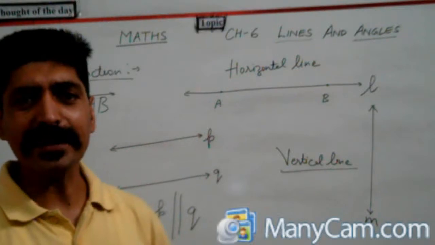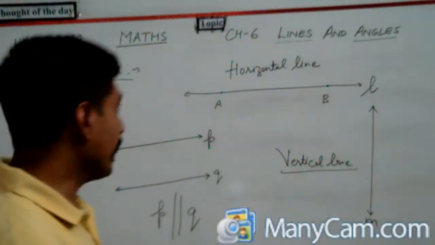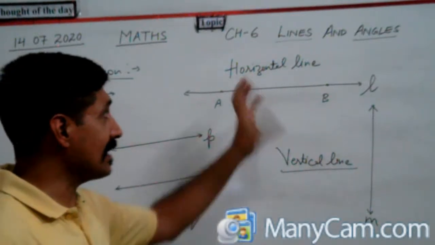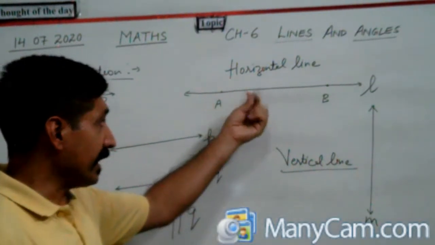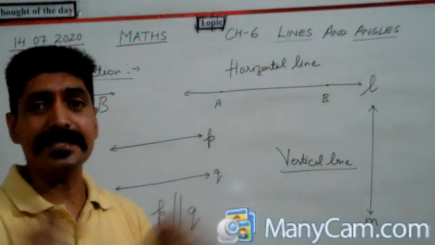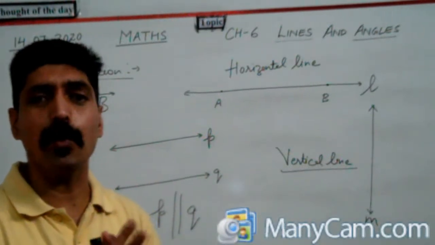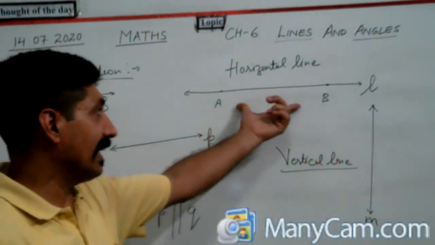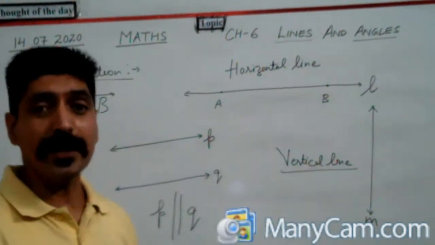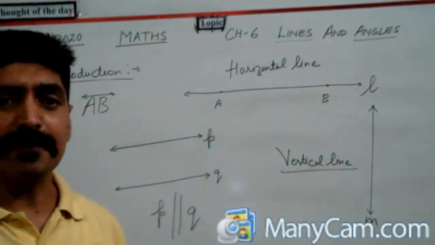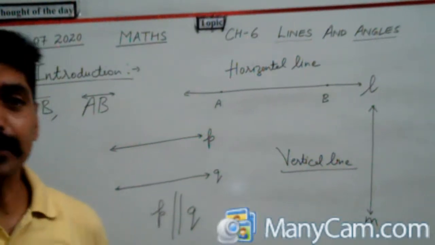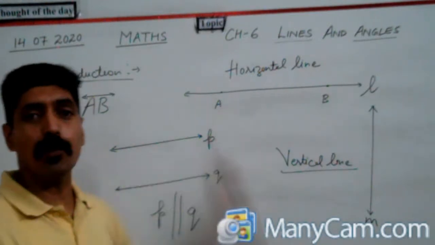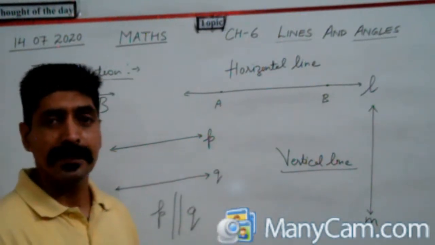So we will start our topic with lines and angles. A line: when we produce a line segment infinitely in both directions, then we have a line. How many points are on a line? We have infinitely many points, and it goes on, or moves, infinitely in both directions, right?